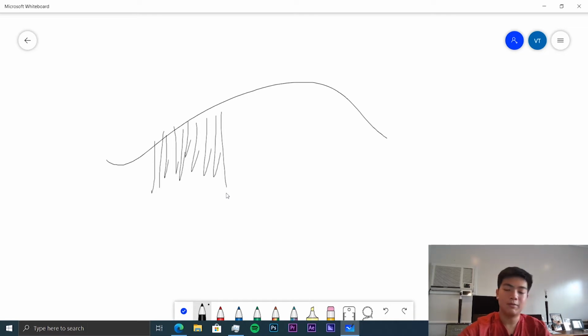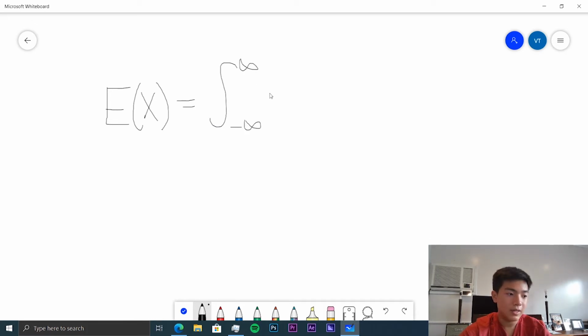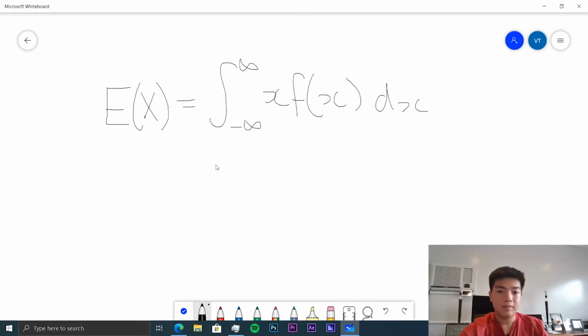more or less what we get is that the mean of a continuous random variable, which is of course the expectation, is equal to the integral from negative infinity to infinity of x times f of x dx. And so of course the expectation of x squared would use x squared. With that being said, we can now jump into some problems.